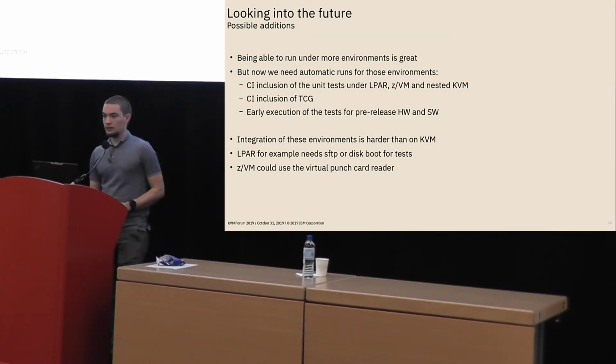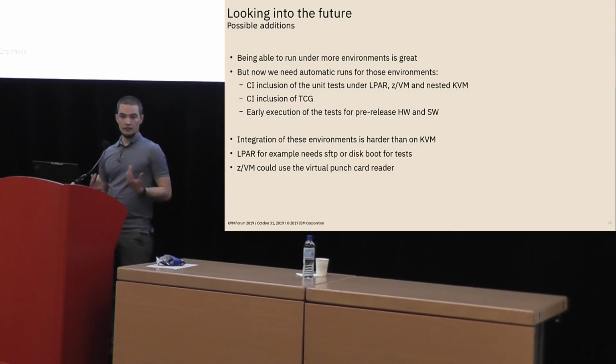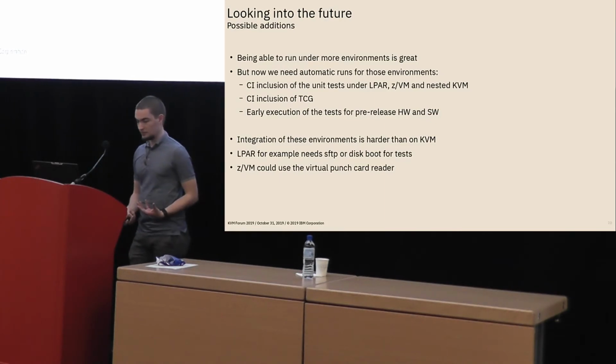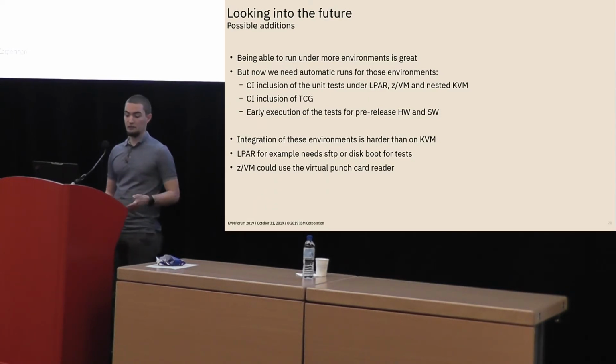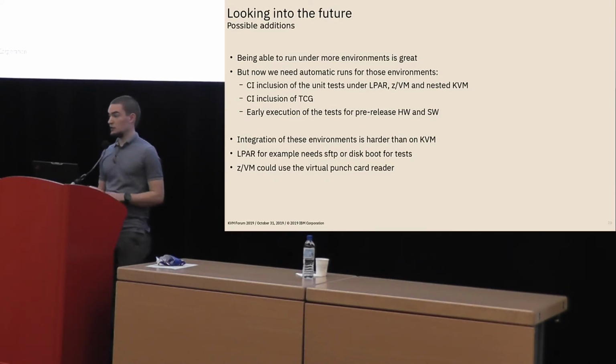Looking into the future, I have to say, covering more environments is great, but as we had the discussions before, we need to really automate testing under these environments. I want to have CI inclusion of LPAR, CVM, and nested KVM, which is currently not the case. I want to have CI inclusion for TCG, so I know that people who use TCG are not affected by changes to the Kvm-unit-test or changes to QEMU.